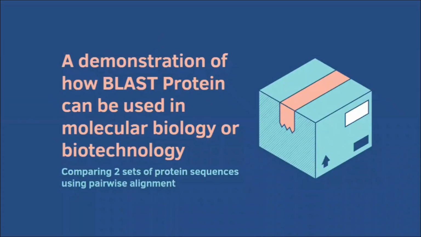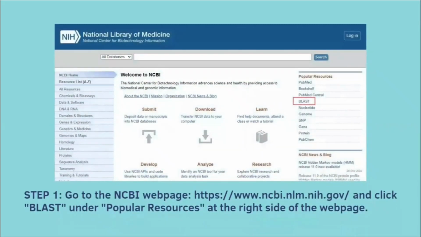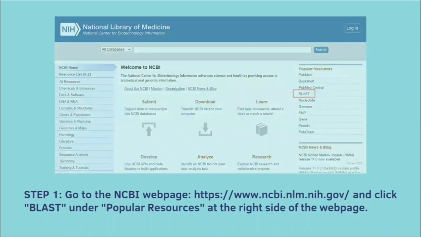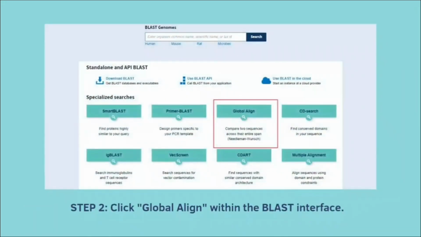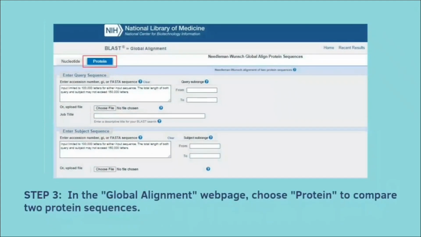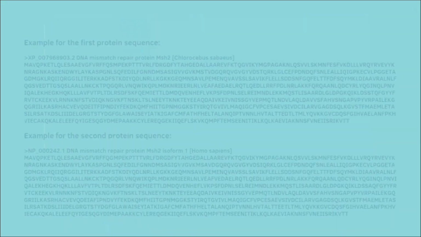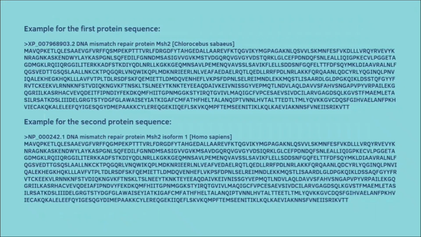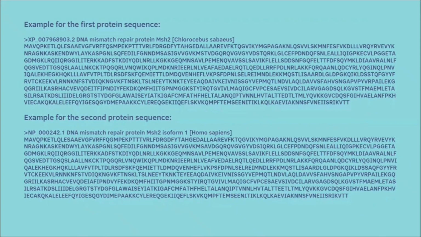Next, we will demonstrate using BLAST to compare two sets of protein sequences using the pairwise alignment method. Firstly, use the link given to go to the NCBI webpage. Under the popular resources at the right side, click BLAST. Proceed to click Global Align. In the Global Alignment webpage, do not forget to choose protein as we are going to compare two protein sequences, not nucleotide. These two examples of sequences will be used to do the comparison.